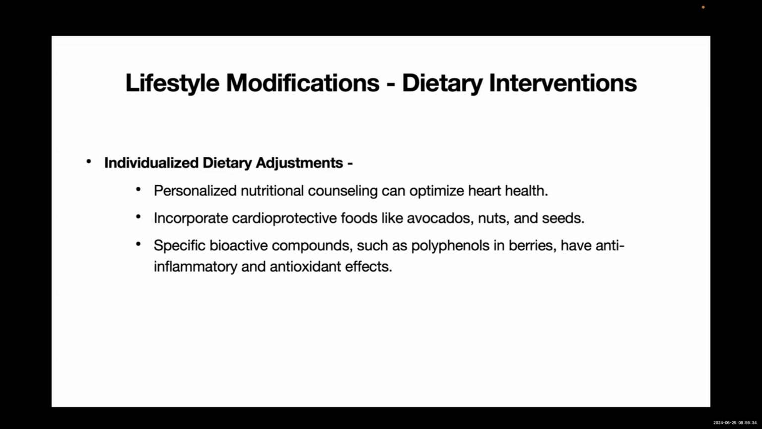Beyond basic dietary recommendation, individualized nutritional counseling can further optimize heart health. For example, incorporating specific foods known for their cardioprotective properties, such as avocado, nuts, or seeds, can enhance the benefits of Mediterranean diet. Additionally, patients may also benefit from personalized meal plans that take into account unique metabolic needs and preferences. Research indicates that certain bioactive compounds in fruits, such as polyphenols in berries and flavonoids in dark chocolate, have potent anti-inflammatory and antioxidant effects, which can further reduce cardiovascular risk.